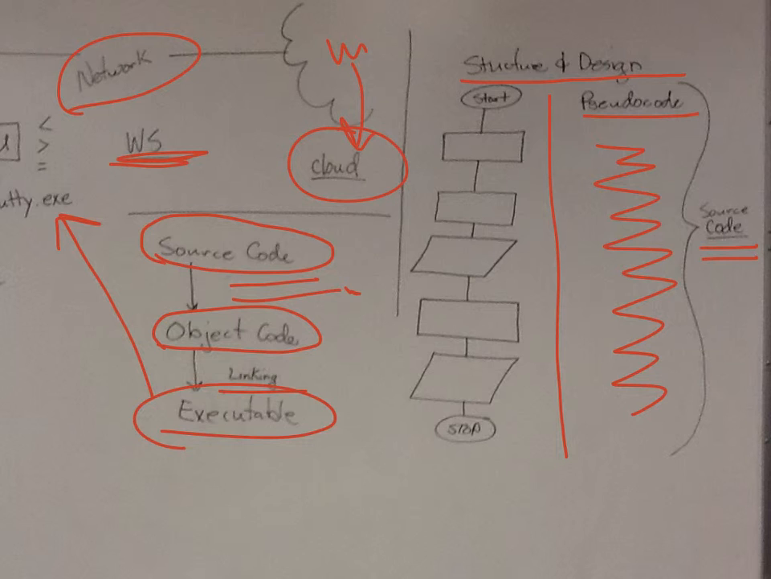That's your executable. Now in Python, these two steps, we're going to use an interpreter. So every time we execute our code, it'll go through these two steps for us, rather than having to compile it every time. And we talked a little bit about Python and where to find it.